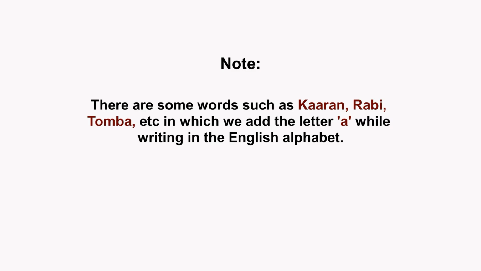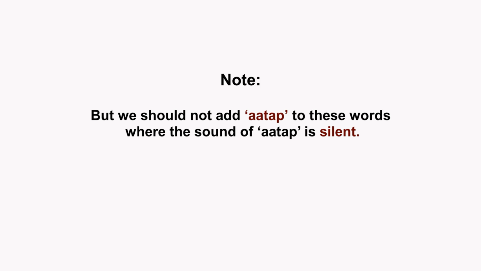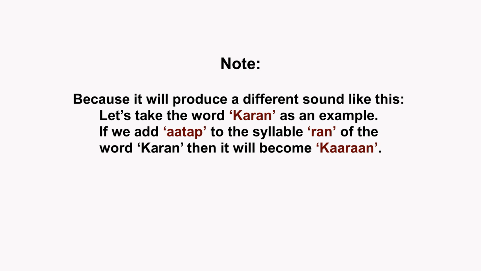Note: there are some words such as Karan, Rabi, Tomba, in which we add the letter A while writing in the English alphabet. But we should not add Aatap to these words where the sound of Aatap is silent, because it will produce a different sound like this.